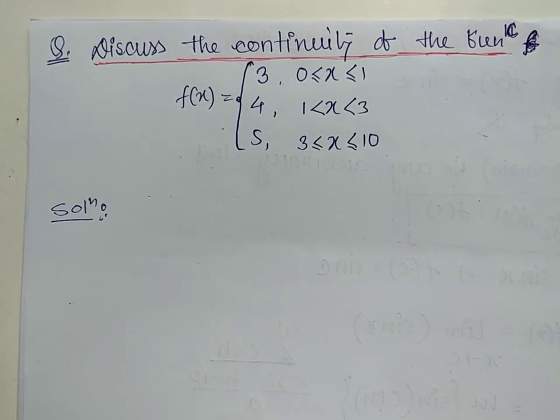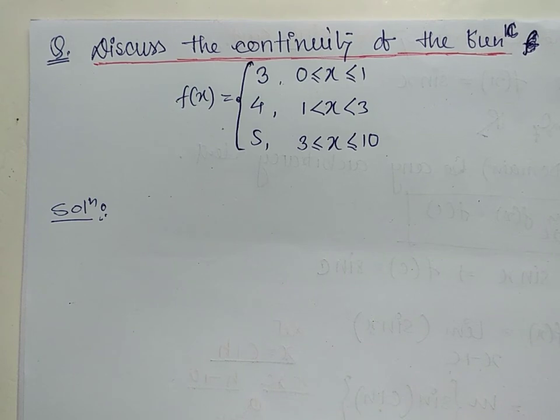Here in this lecture, I will try to cover one question of the continuity and differentiability chapter of class 12. The question is: we have to discuss the continuity of the function f of x equal to 3 for all those values of x which lie between 0 and 1, f of x equal to 4 for all those values of x which lie between 1 and 3, and f of x equal to 5 for all those values of x which lie in the closed interval 3 and 10.